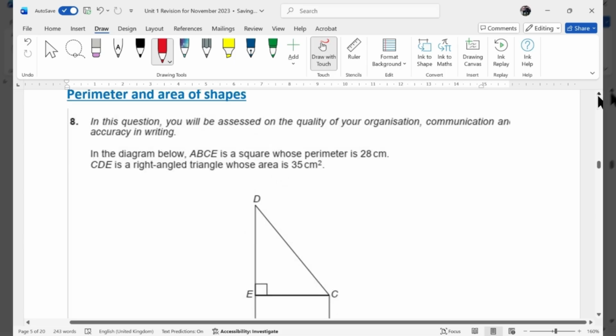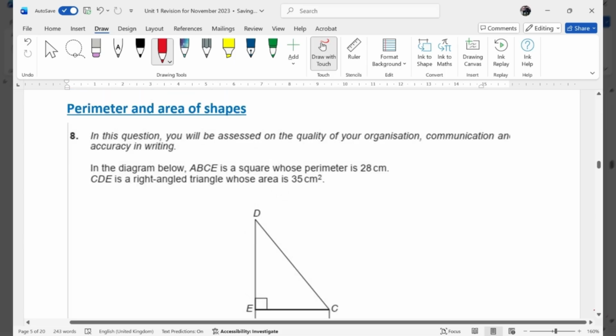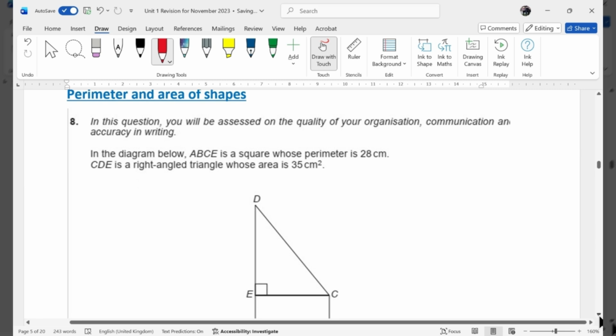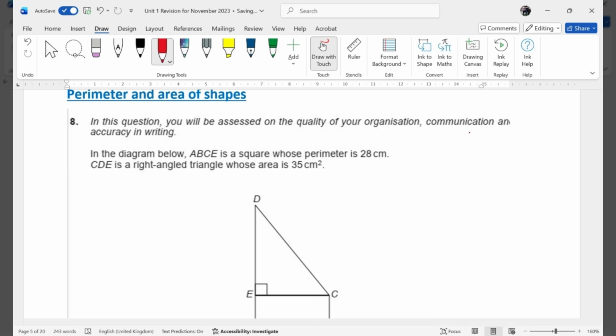The next question in our booklet is basic perimeter and area, not something we've revised because it's just stuff you've done year after year after year, right? Just because I'm trying to give as much info as I can. A rectangle or a square, the area would be length times width, okay? A triangle, a right angle triangle is base times height divided by 2, right?